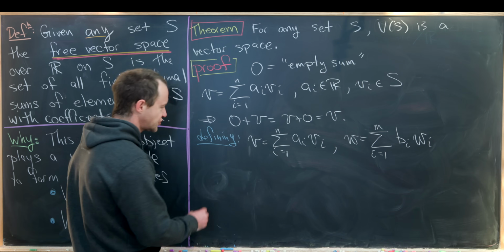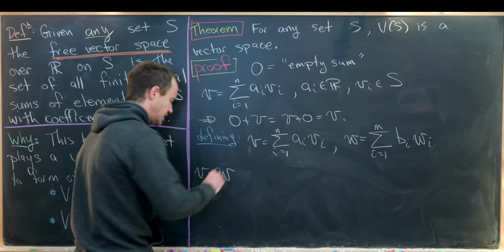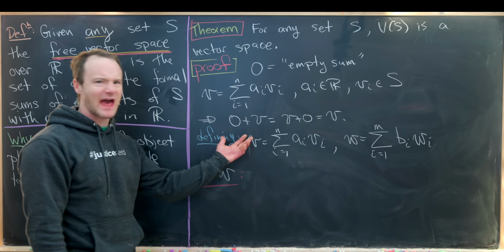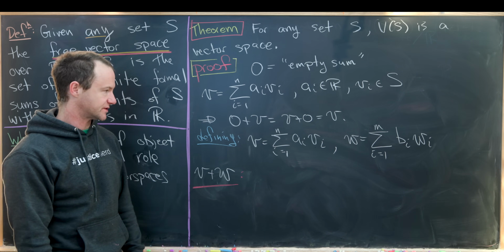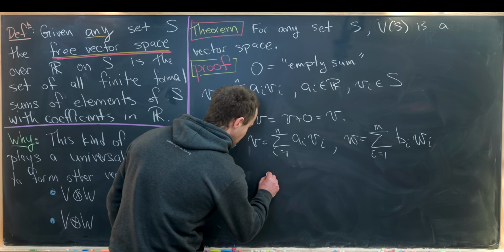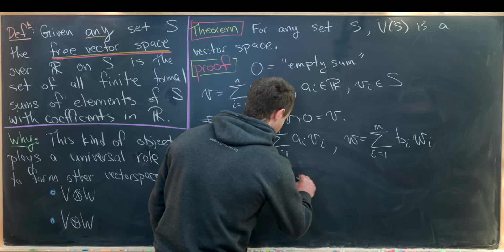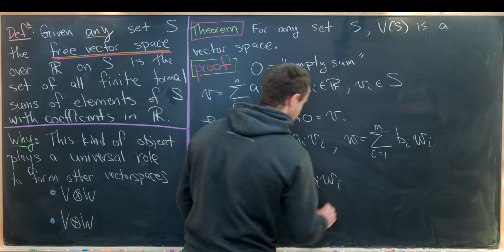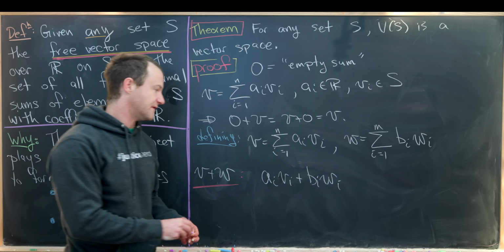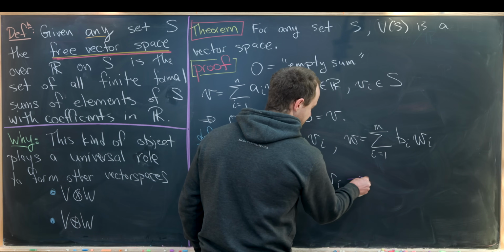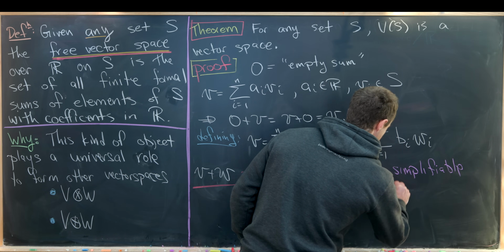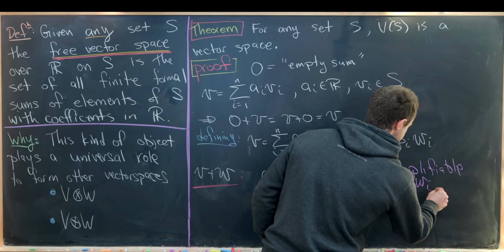And now we want to look at the question of how to add V plus W. But how to add this can be described just by how to add two multiples of basis vectors and then extended linearly. So let's see maybe how we would do that. So we would say something like a_i v_i plus b_i w_i just stays as is. So it's not simplifiable if v_i is not equal to w_i.